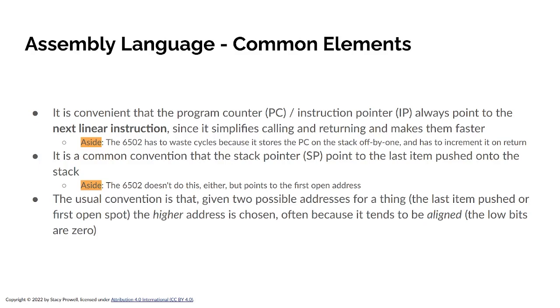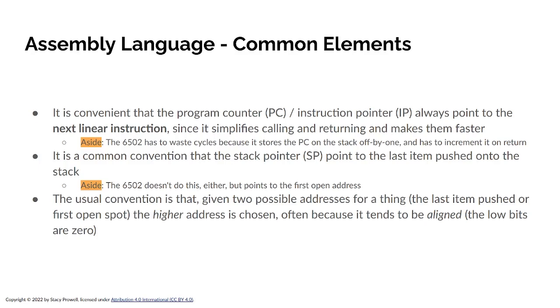That's not the way it's always been done. The 6502, which is a very famous processor used in the original Apple computer, and I think the 6510 was what was used in the Commodore, had to waste some cycles because when it stored the program counter on the stack, it did it off by 1 and then had to increment it on return. It's a common convention that the stack pointer points to the last item pushed on the stack. And again, the 6502 doesn't do that either. It points to the first open address.